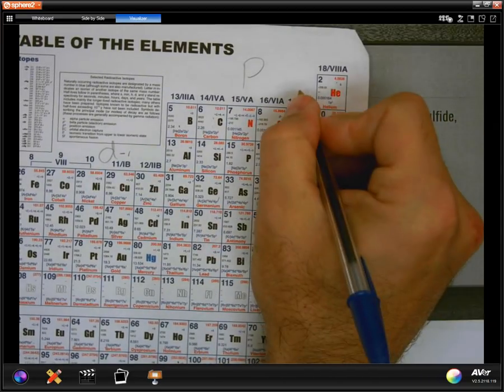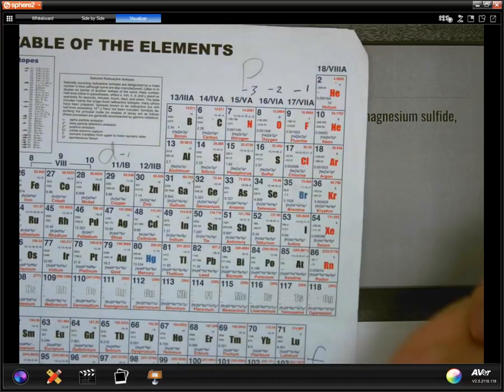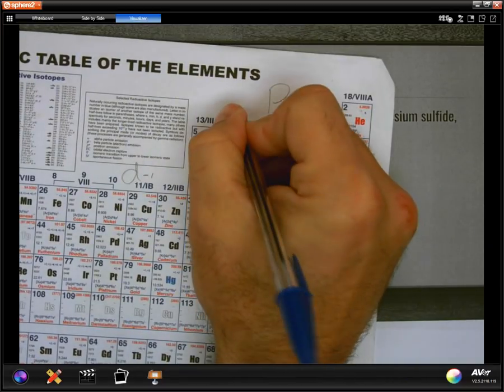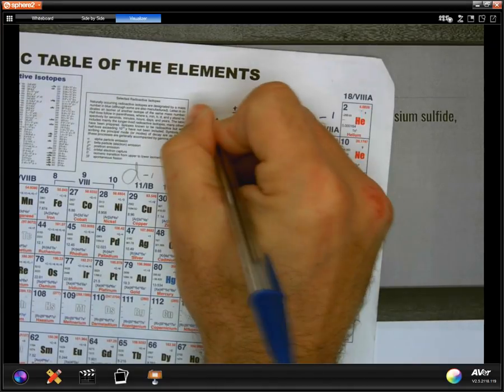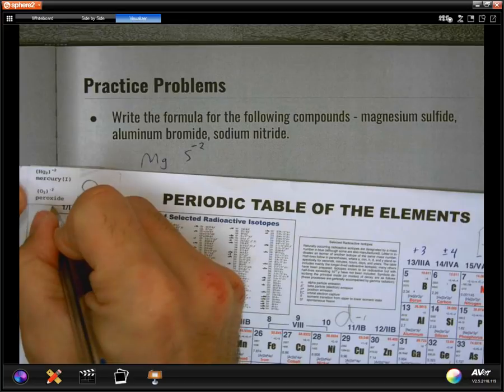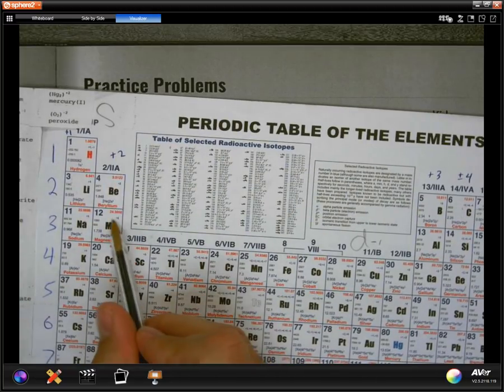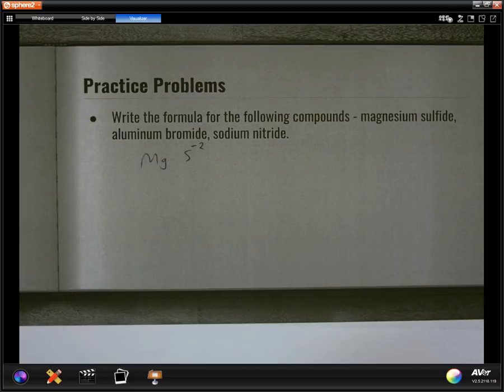If this helps you, feel free to write down -1, -2, -3 here, and then feel free over here to write plus or -4, +3, +2, and of course +1, if that helps you. But how do I know sulfur is -2? Because it's in the oxygen family. How do I know magnesium is a +2? Because it says it right there, and it's in the alkali earth metals.